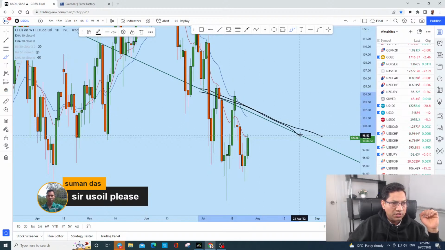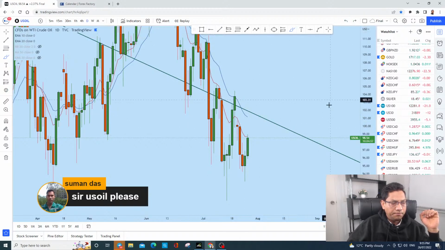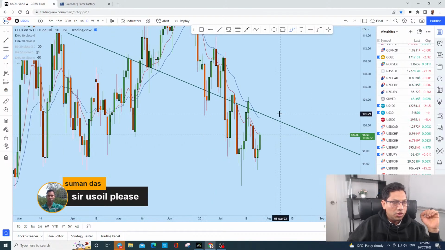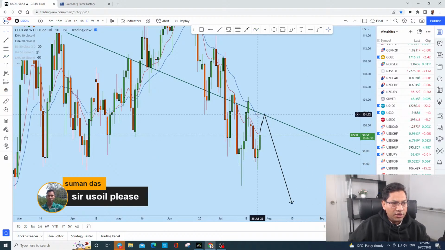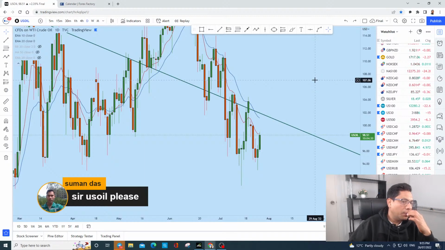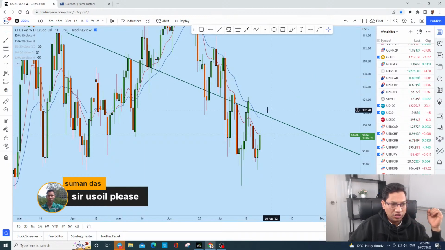This is the resistance, and also there is a gap level. You can see here there is a gap level. And what I think is that US oil will go up to test this level, and then from here we can expect a drop. So if the price reaches this level, let's say around 101, 102, that could be a nice selling opportunity based on how the price action is forming.